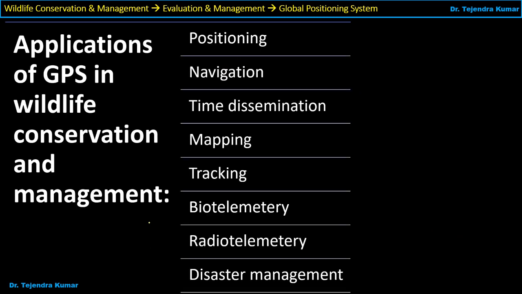Now, see the applications of GPS in wildlife conservation and management. So we can do many things with the help of the GPS. Positioning, where it is. Navigation, where it is moving or migrating, can be easily determined. Time dissemination, mapping, tracking, biotelemetry, radiometry, disaster management. Disaster management can also be done whenever a flood or any disaster happens. So we can track the animals, where they are going, and we can save them accordingly.